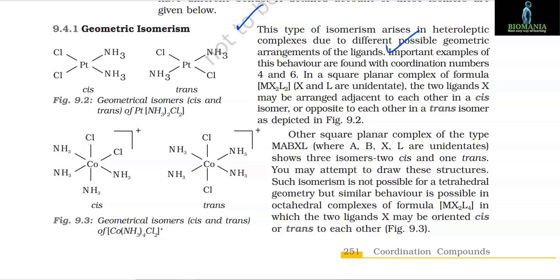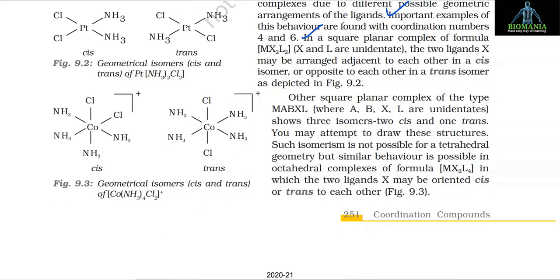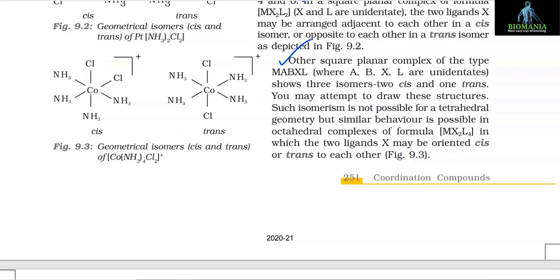Important examples of this behavior are found with coordination numbers 4 and 6, in a square planar complex of formula MX2L2, where X and L are unidentate. The 2 ligands X may be arranged adjacent to each other in a cis isomer, or opposite to each other in a trans isomer, as depicted in figure 9.2. Other square planar complexes of the type MABXL, where A, B, X and L are unidentates, show 3 isomers: 2 cis and 1 trans. You may attempt to draw these structures.